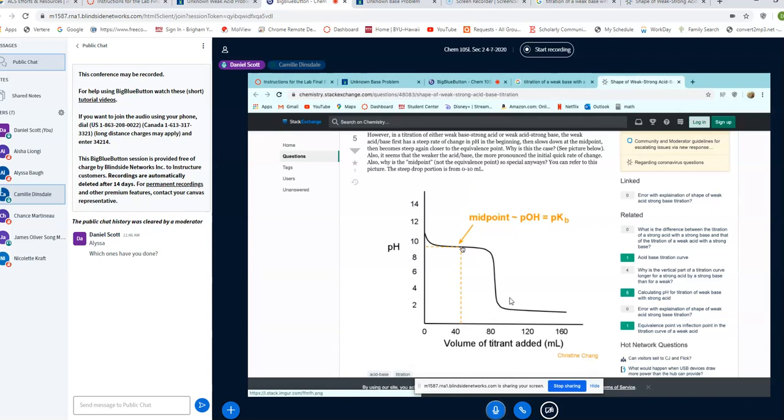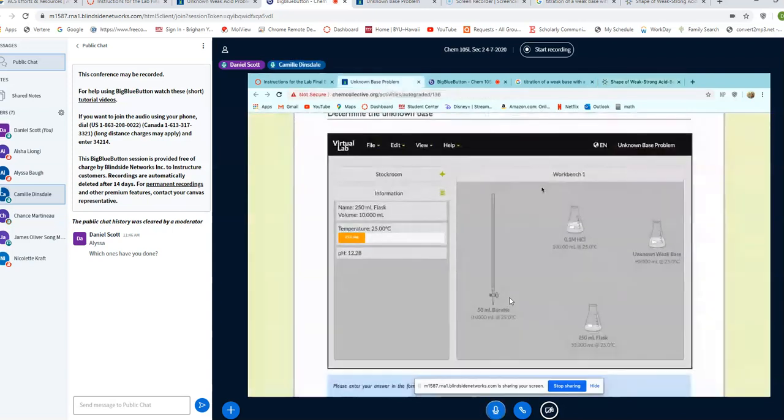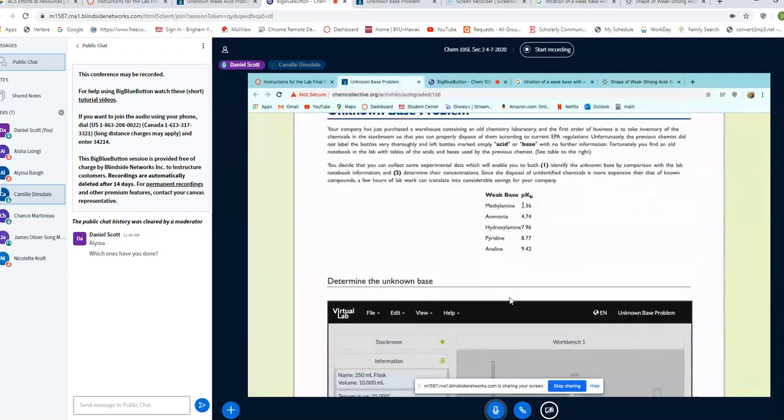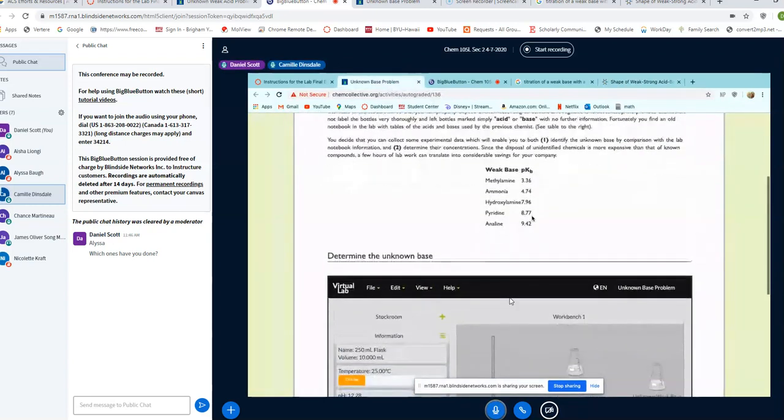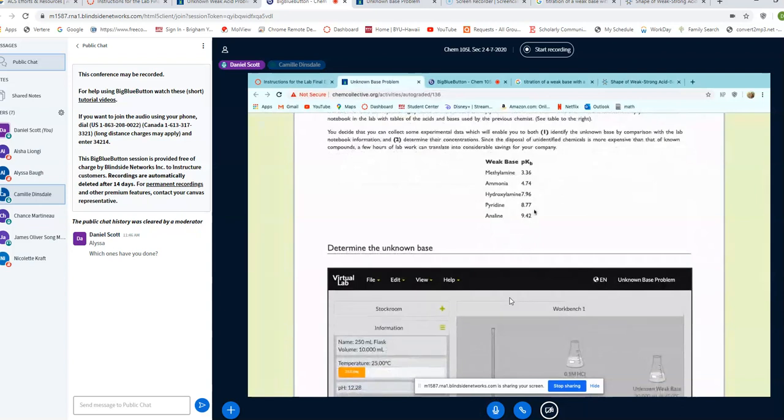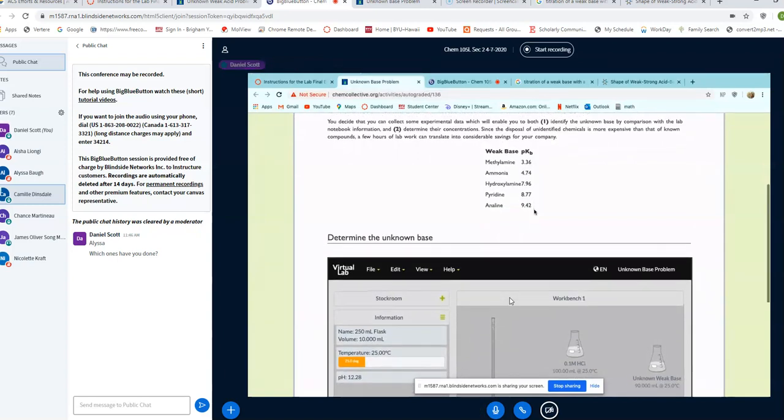So we are going to record the volumes of the acid we've added when we pass the different pKbs of the possible bases, right? So yeah, click on there, and we'll look. These are the possible bases. So we'll record the volumes when we pass those pOHs.